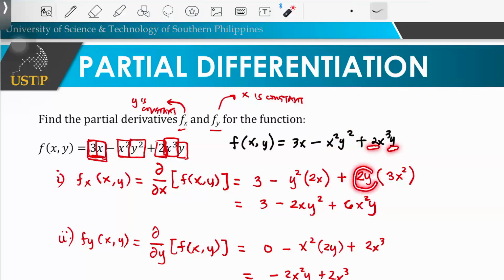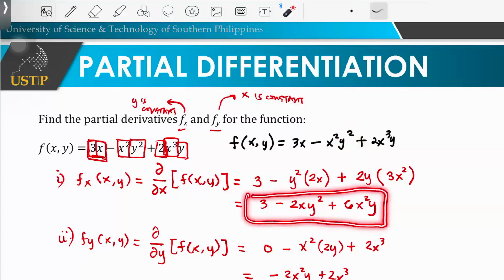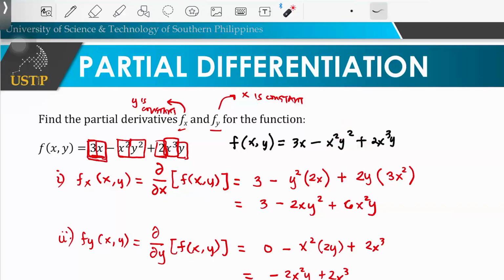So, ato lang nang ikuyog ang 2y. And then x cubed will become 3x squared. This is your partial, this is the, kanang simplified na partial derivative of the function with respect to x. Okay, how about if we get the partial derivative of the function with respect to y? Kaya notation nato is something like that. And then this is your function.